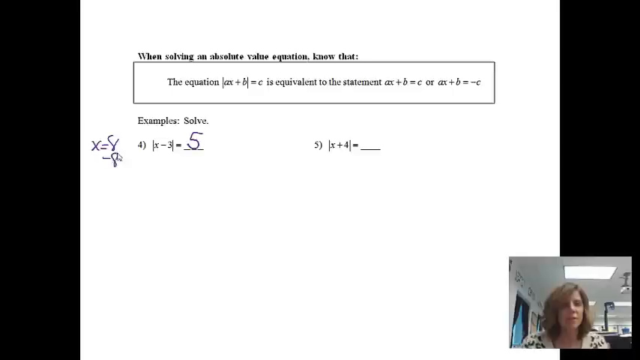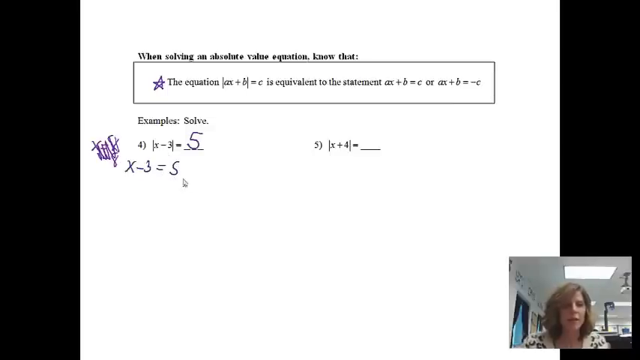And so from there, most people would just say, okay, then x is also equal to -8. But you'll notice if I plug -8 into here, I end up getting 11. So that's really not the best way to do it. So we're going to use this part up here, where the equation is equivalent to the statement ax plus b equals c, or ax plus b equals -c. Basically what we're going to do when the absolute value is isolated like this, we're going to write two equations.